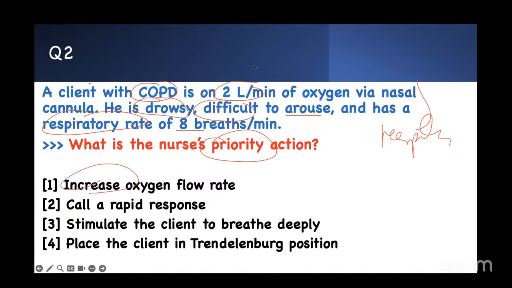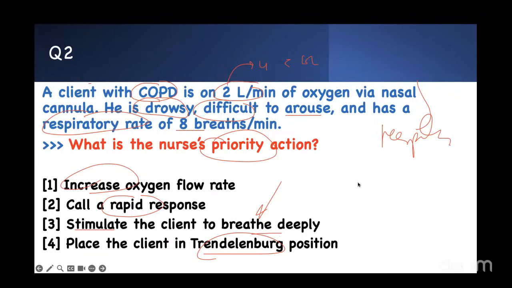I'm going to give them more oxygen. You want to go to 4 liters, 5 liters, 60 liters? Ask yourself, do you call the rapid response to come and help you? Ask yourself. Stimulate the client to breathe deeper? Think about it. Place the client in the Trendelenburg position. What do you think? This is all common sense and some content. Which answer would you choose? If you know the answer, put it down.